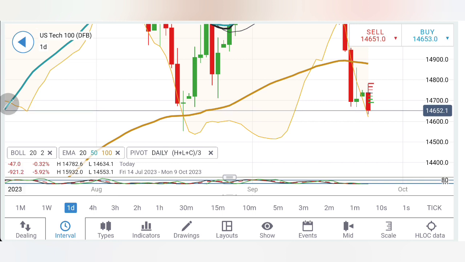Hence, for the day, I will recommend you to sell here at 14,640 levels. Expect 14,620, 14,600 and 14,570, 550. So 620, 600 is the first support and 525, 550, 570 is the next support here for Nasdaq 100. If it stays below 550, further bearishness can be expected, chances of which are less.